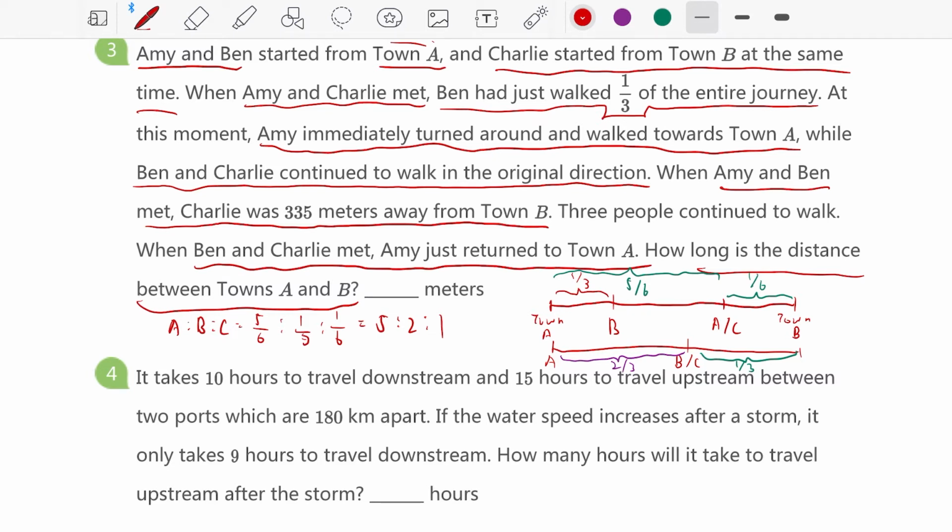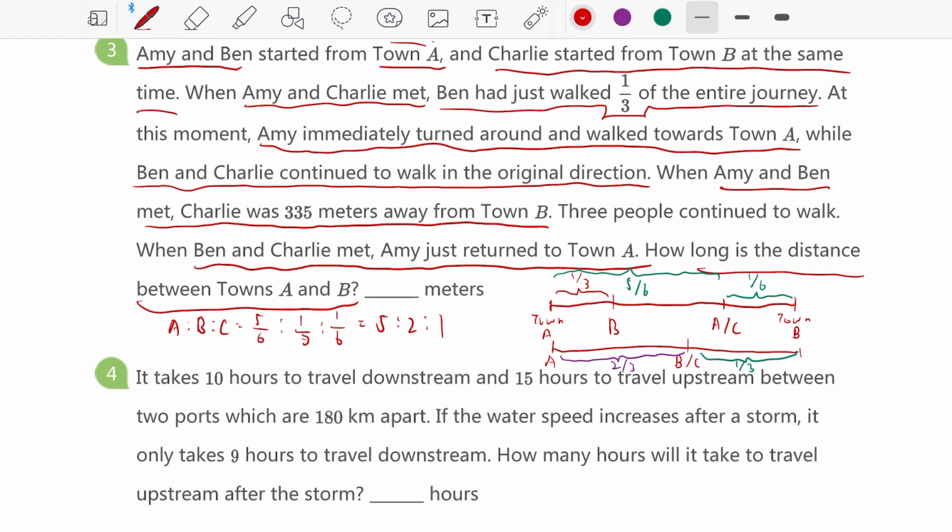The next very important component that we'll look at is this. When Amy and Ben met, Charlie was 335 meters away from town B. So we're going to use a little bit of the ratios of their speeds over here. So we know that Amy and Ben have met over there, and Charlie was 335 meters away from town B in this case. So what is the speed of Ben? That's the question. What will be the speed of Ben if that is the case? How much has he actually completed? Well, let's take a look.